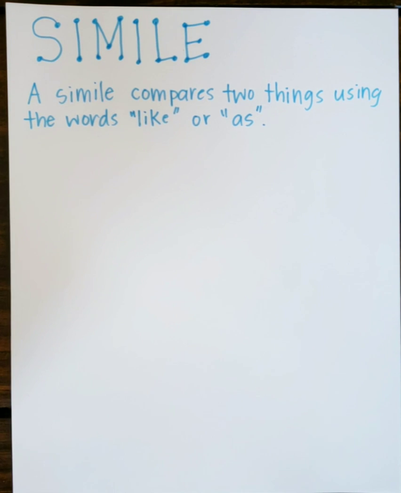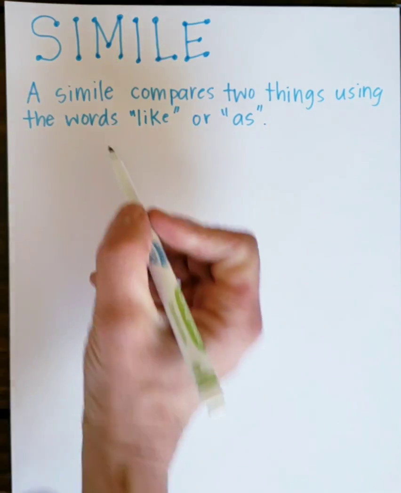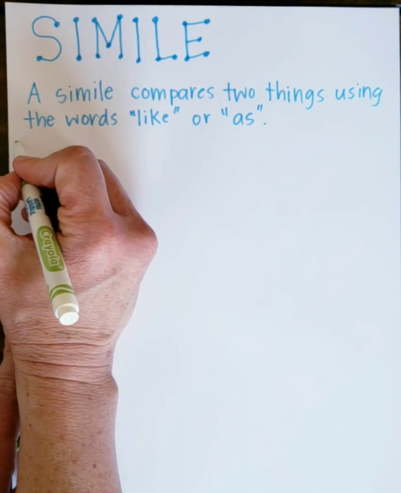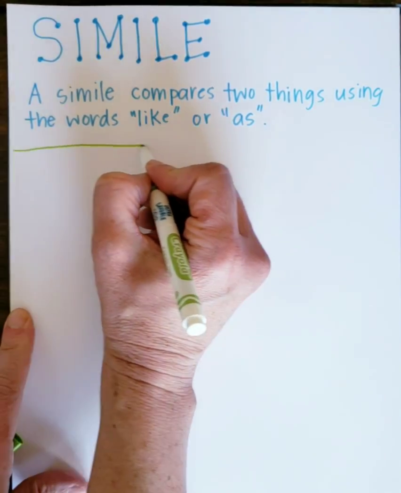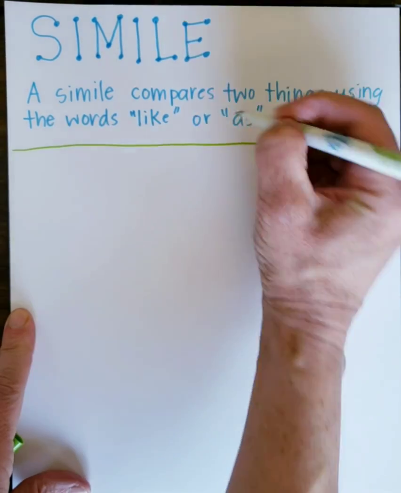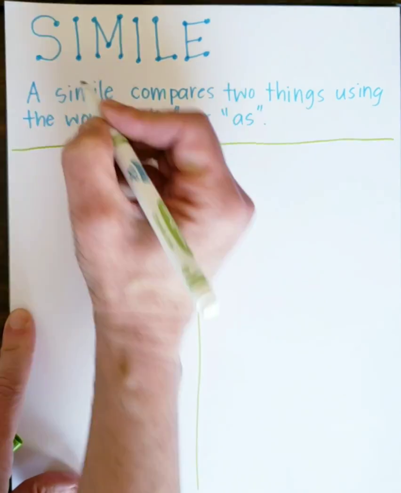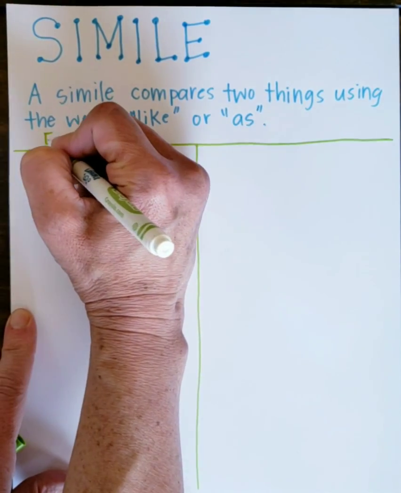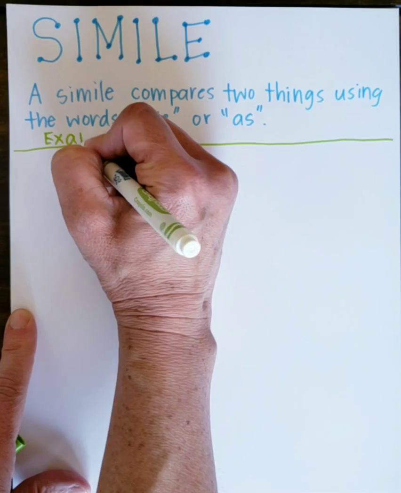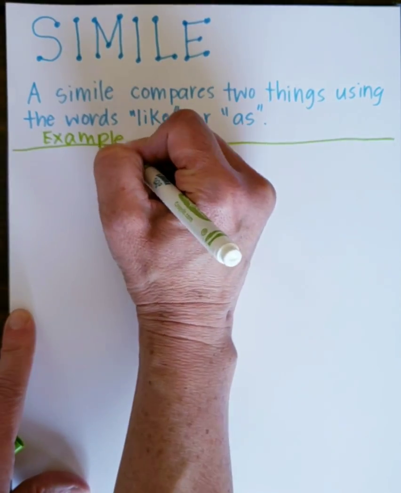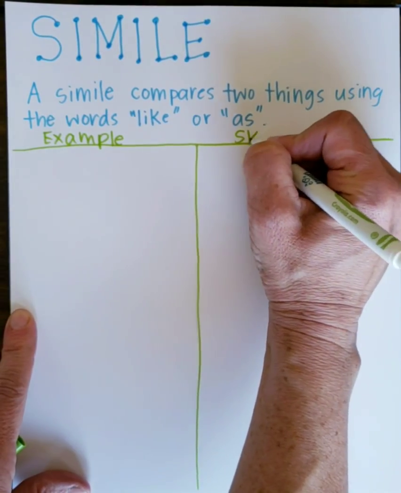All right, and just like we did last time, we're going to go ahead and make a little T-chart with some examples and some sketches. So I am going to go ahead and draw out my T-chart. Here we go. And it's all the way down the middle. I'm going to have an example and a sketch.